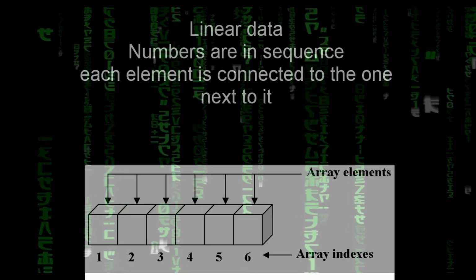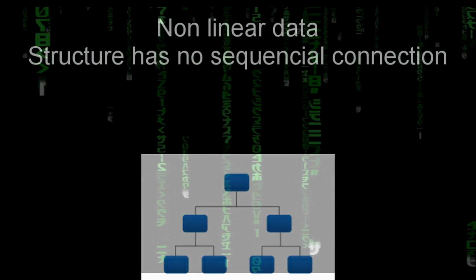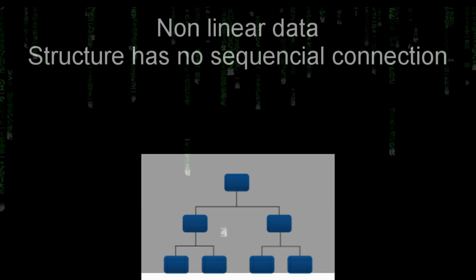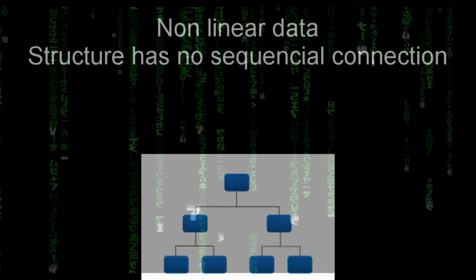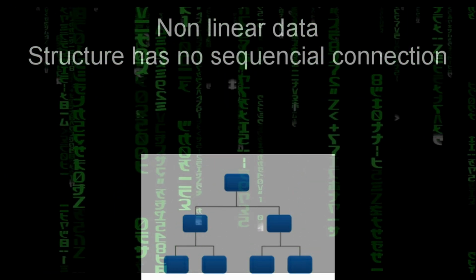But non-linear data is that the structure of the elements has no sequential connection. This is a fancy way of saying that each element can have multiple paths connected to other elements, that the information path can take different routes to different elements, instead of going up or down in a linear path. Okay, so why would this even be used? Where do you use this?